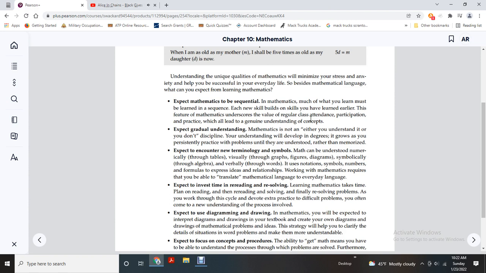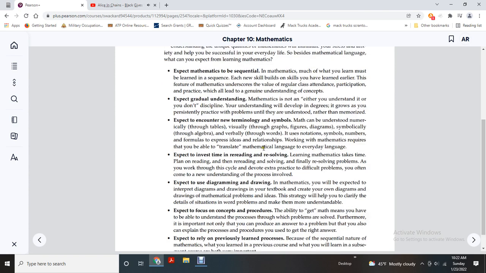Mathematics is not a discipline where either you understand it or you don't. Understanding will develop in degrees. It grows as you persistently practice the problems until they are understood rather than memorized. Expect to encounter new terminology and symbols. Math can be understood numerically through tables, visually through graphs, figures, and diagrams, symbolically through algebra, and verbally through words. Working with mathematics requires that you be able to translate mathematical language to everyday language.